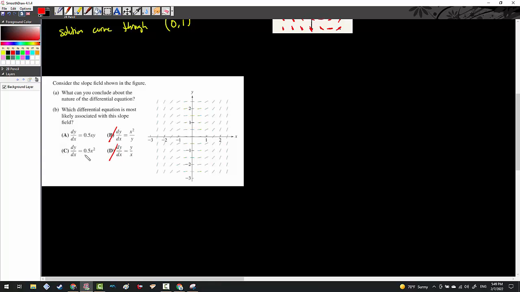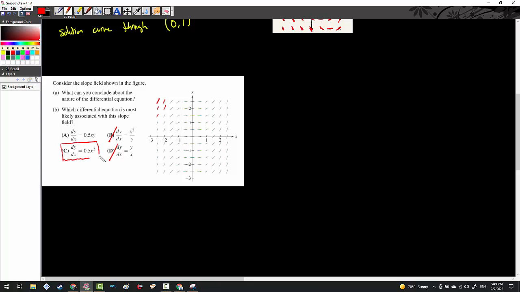So how do we determine which one it's going to be? Well, at this point, we might want to consider plugging stuff in. If you look, all of the slopes seem to be moving upward, meaning all of the slopes are positive. The only way you're going to get something positive is if you take the absolute value of something, or if you square something or take it to an even power. That makes me lean towards C as my answer.